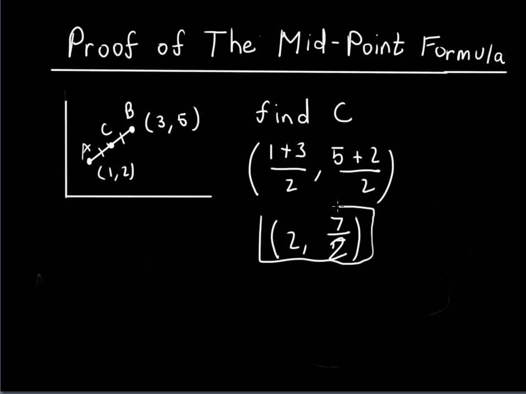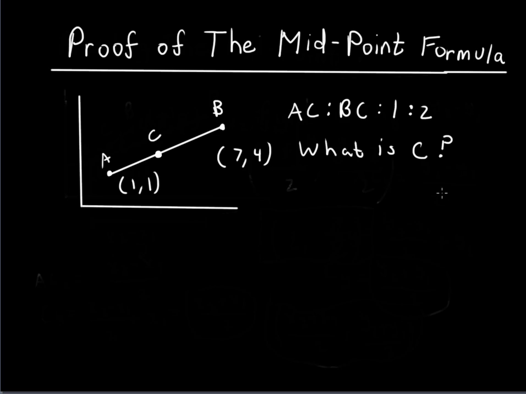Now I'm going to give you a difficult problem that I won't solve today, but it will be featured in a future video. If you can solve it, put your answer in the comment section and tell me how you did it. The challenge question for today is: if A is 1 comma 1 and B is 7 comma 4, what will C be if AC is to BC as 1 is to 2? Basically, the length of AC is half of the length of CB.